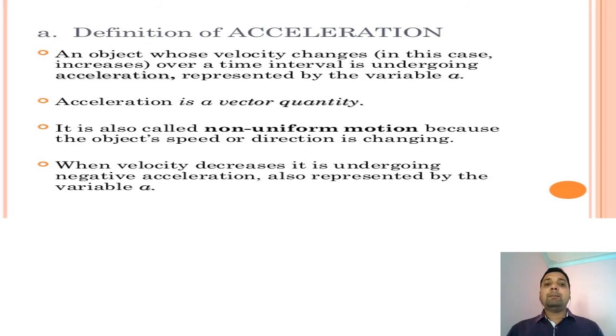Acceleration is denoted by the letter A. Acceleration can be positive, can be negative. Acceleration depends upon the direction and velocity, so it is a vector quantity. It is also called non-uniform motion because the object's speed or direction is changing. Whenever an object's speed or direction changes, it's a non-uniform motion.